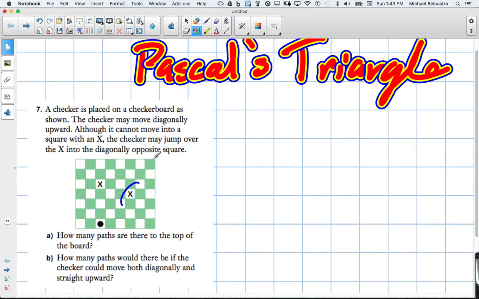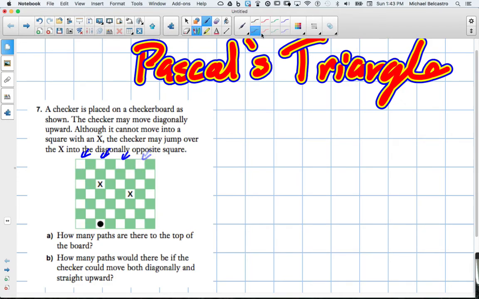Okay, so what we're going to do here is try to draw a Pascal's triangle within this checker box. The question asks how many paths are there to the top of the board? In other words, 1, 2, 3, 4. How many different ways can you get to these 4 endings or these 4 slots at the end here? So we're going to use Pascal's triangle.